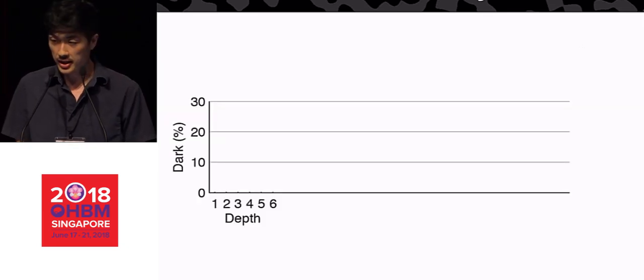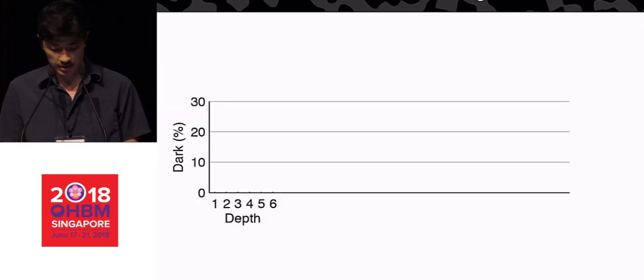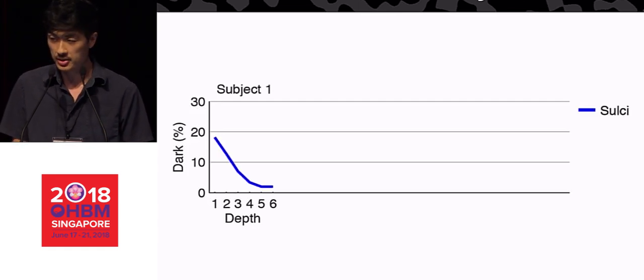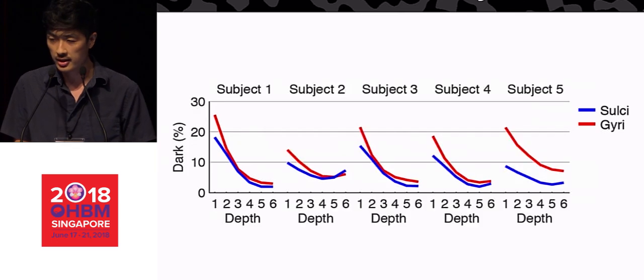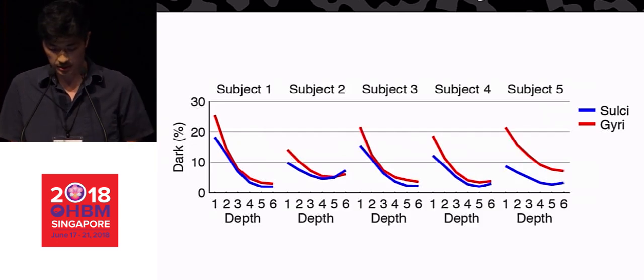Here we're showing the percentage of surface vertices that are deemed to be dark as a function of cortical depth, and we plot this separately for sulci and gyri. As you can see, there's a strong bias for these dark vertices to be located in superficial depths, not surprisingly, but there's also some bias for them to be located in gyri, and this effect replicates across all subjects.